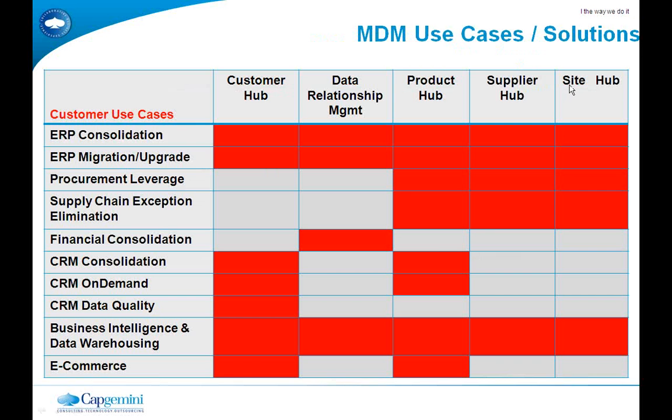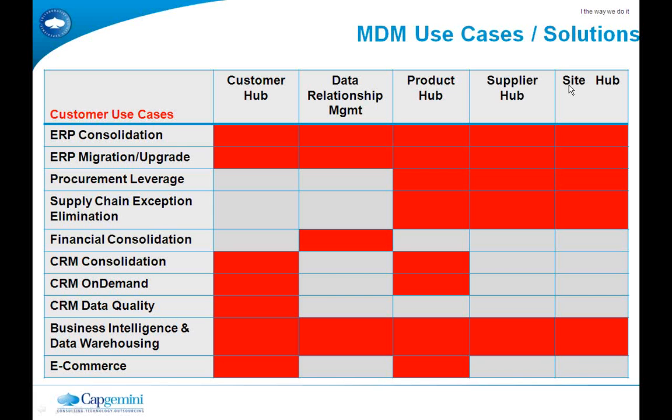So what I want to add here, just before I pass it back to Scott, is some typical use cases that we see. On the left-hand side are things that our customers are saying they're leveraging MDM for. So consolidating ERP systems, right? We see a lot of that, especially when people are going up to R12 of EBS, for example. Migrations and upgrades overall, right? So maybe not just consolidating, but upgrading to new systems. Procurement leverage, right? Being able to use procurement systems and supply chain, exception elimination, right? I think exception elimination is key there to really get down to the focus of inventory.